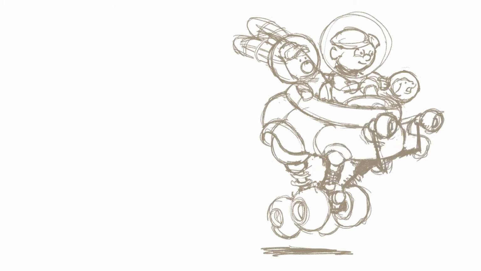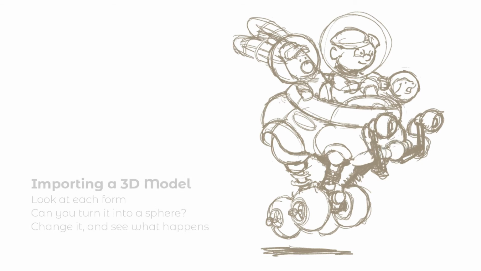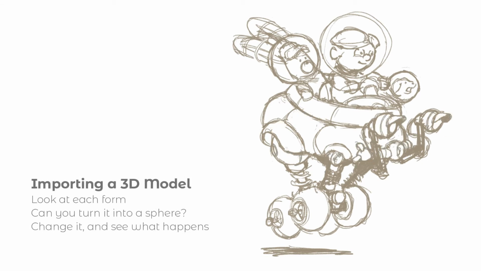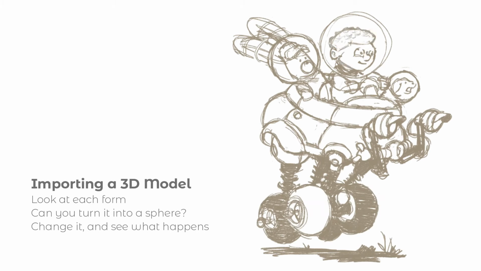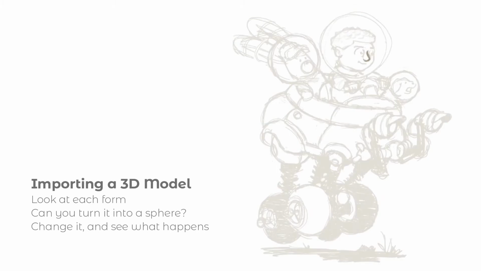As I sketch, I'm looking for opportunities to add spheres. If you watch for it, you'll see me draw another form, like a cylinder or cone, then go back and replace it with a sphere. I think I do it at least a dozen times in this drawing.